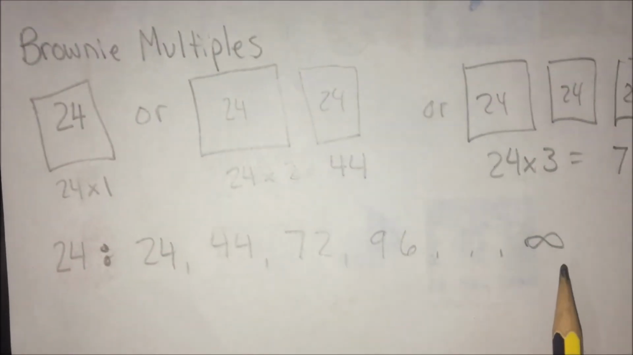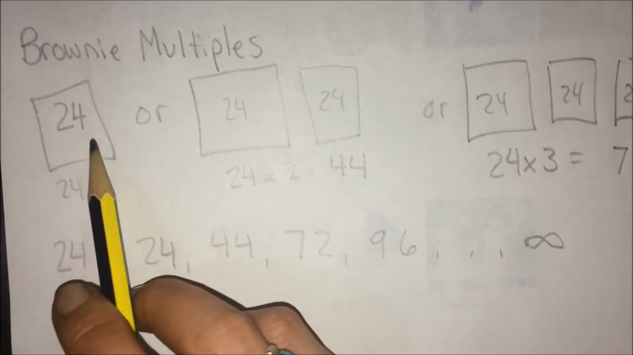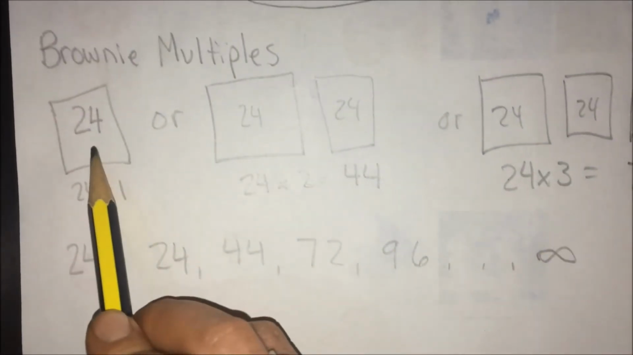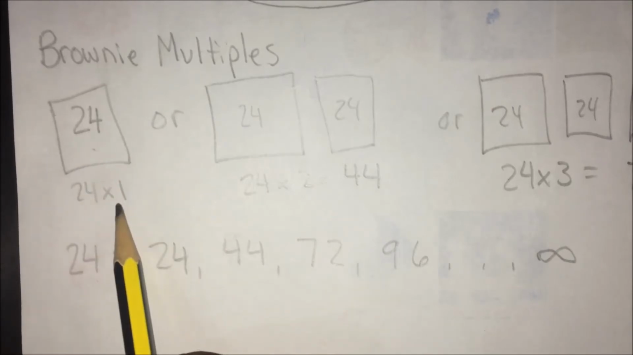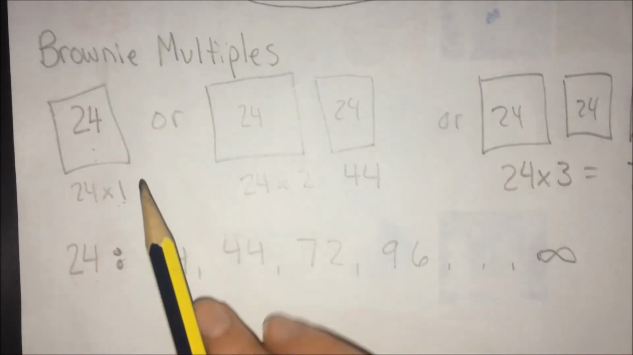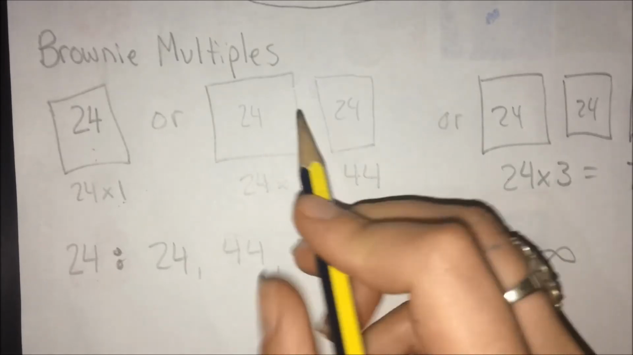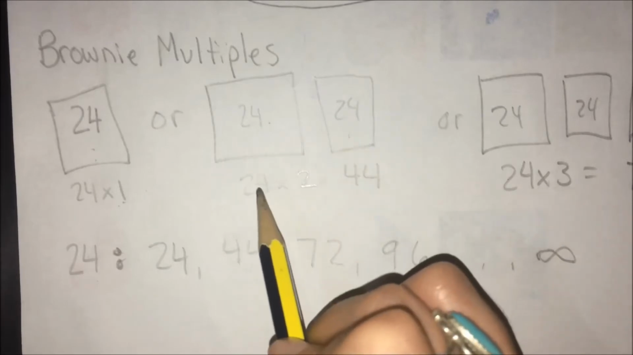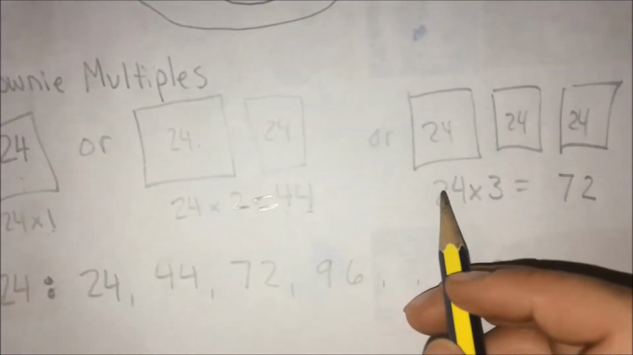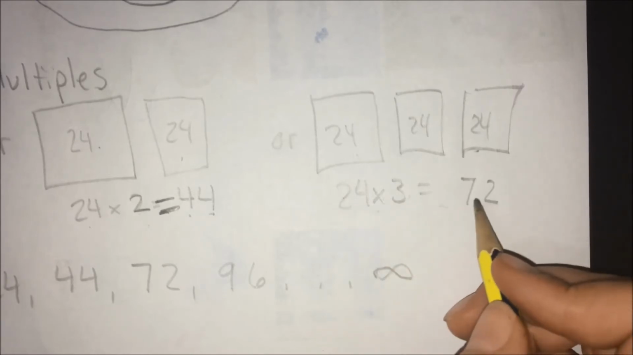Now multiples are like if you had a whole bunch of brownies. You don't make just one brownie, you make a batch of brownies. So let's say we made 24 brownies in one recipe. A multiple is what happens if you make more than one recipe of brownies. What if we made 2 recipes? Then we'd have 2 batches of 24, or 24 times 2, which equals 48. Or what if we made 3 batches? We're multiplying 24 times 3, which is 72.